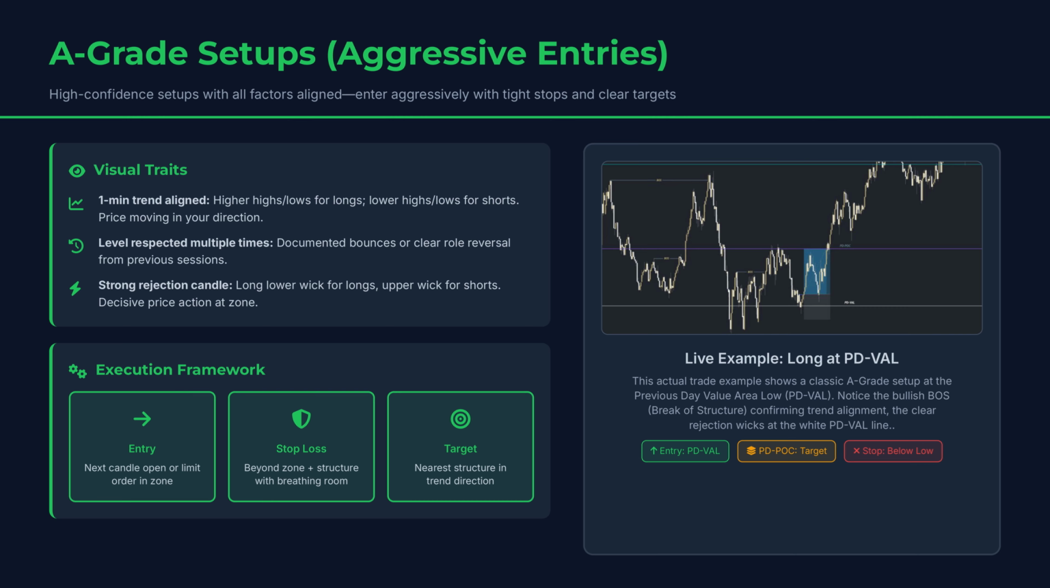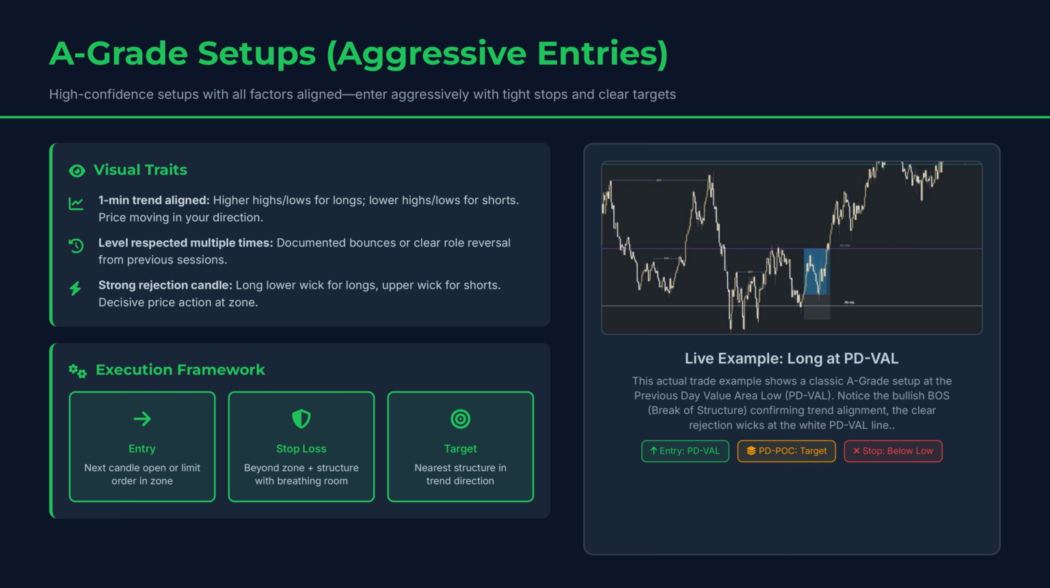When we talk about the previous day's value area low, we abbreviate this as PDVAL. We're referring to a very specific level. This is the lower boundary of where 70% of all trading volume occurred during the previous day's regular trading hours session. And here's what's crucial. Regular trading hours, or RTH, runs from 9:30 a.m. Eastern Time to 4 p.m. Eastern Time. That's the New York stock market session, 6.5 hours of trading activity.